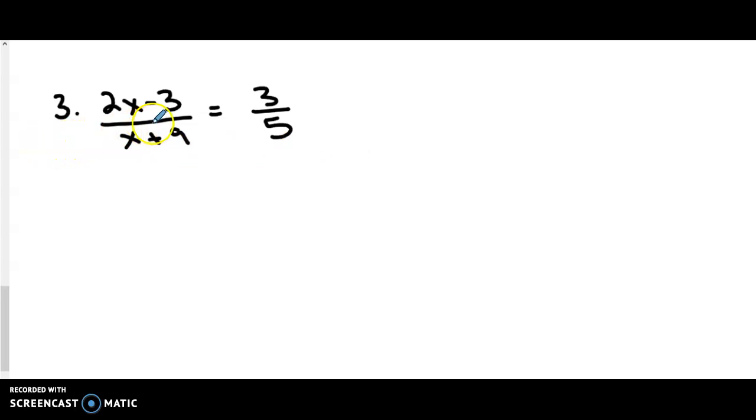We have 2x minus 3 divided by x plus 9 equals 3 divided by 5. So again, we have two fractions that are equal to each other.